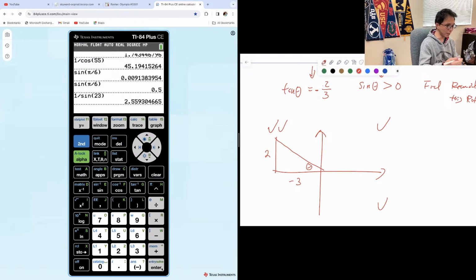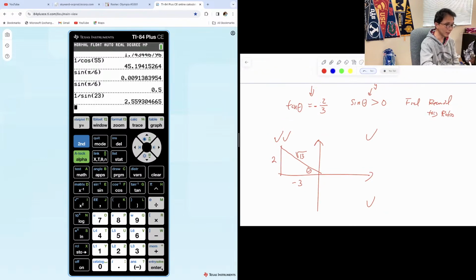Now you get that data. You guys say, okay, well, I can figure out the trig ratio. This is going to be square root of 13, I think. Yes. How do I get the triangle? I'm going to follow a check system. I'm going to say that again. Tangent is negative. Tangent is y over x.